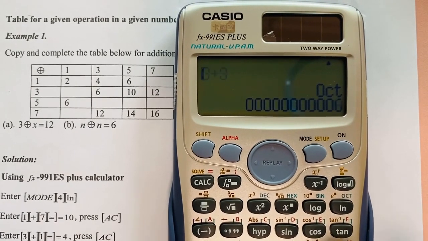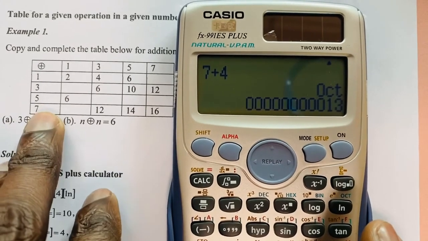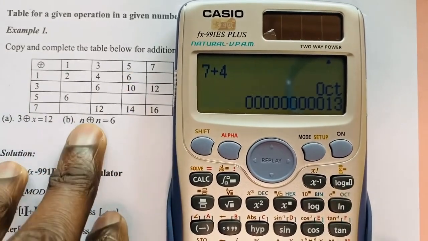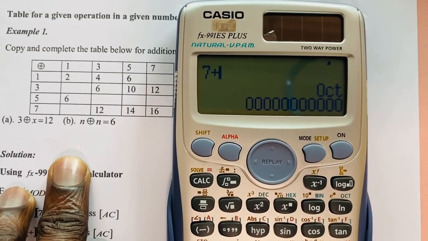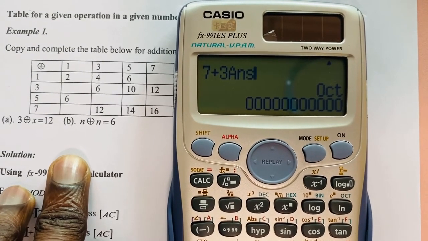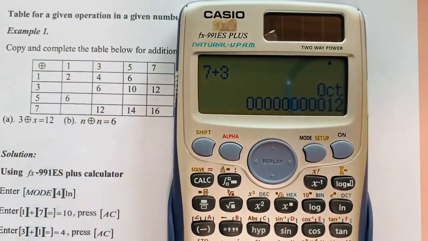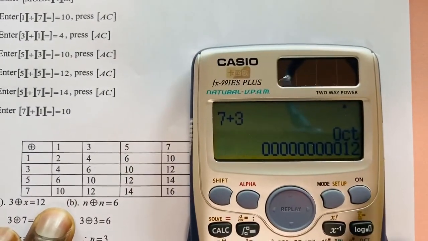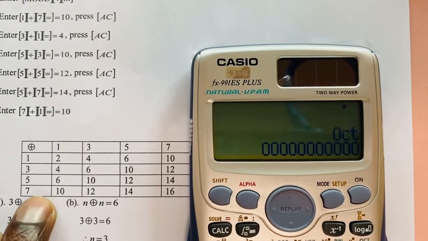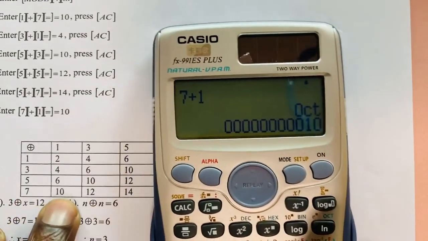Then we'll have 7 plus 4. So you go to AC. 7 plus 4 equals sign is... Sorry, we don't have 4 in it. So we have 7 plus 3 is, equals sign, we have 12 here. 7 plus 3 is 12. Now this is a complete table here, where you get everything done when you are able to enter the values. So now you have 7 plus 1 gives you 10, and it's here.